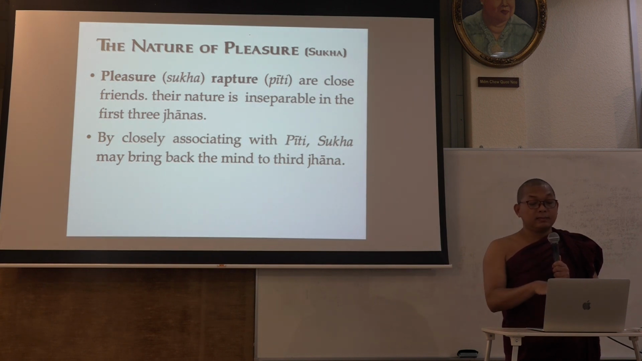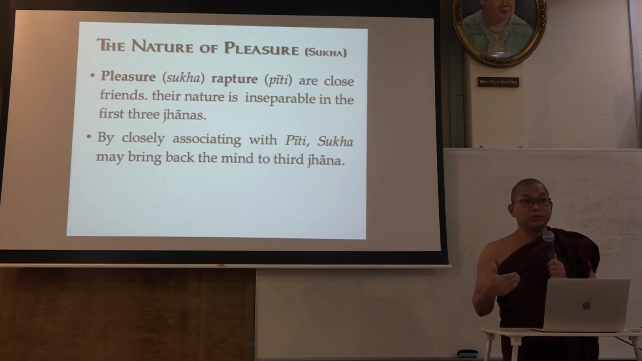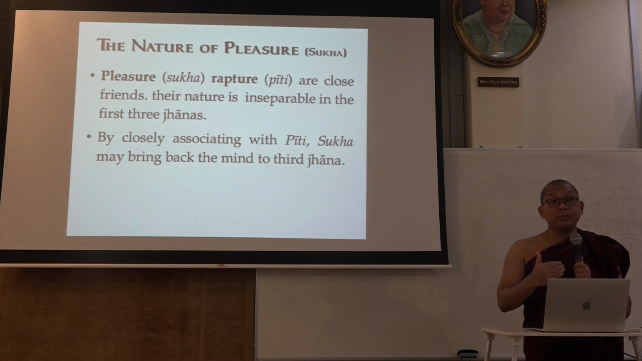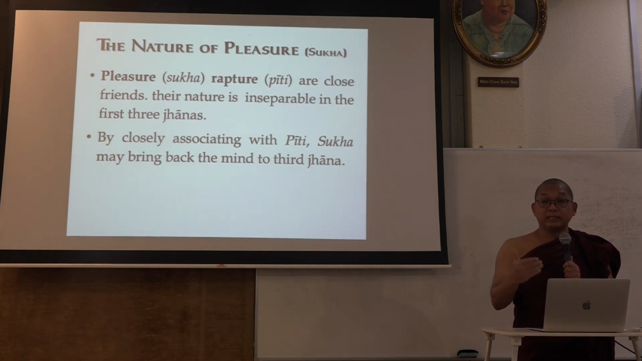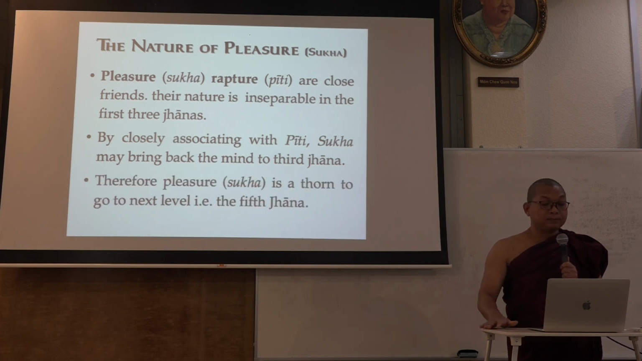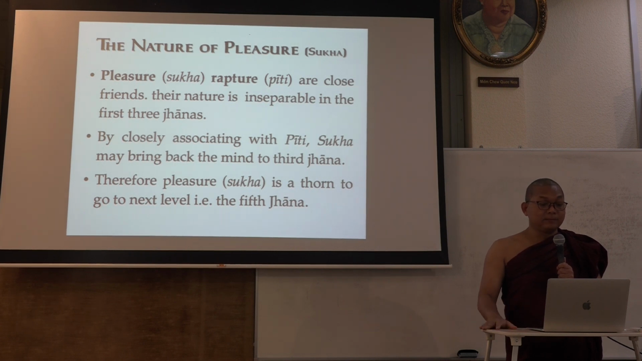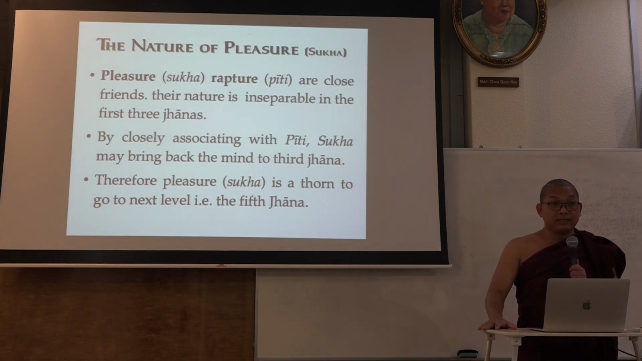So because of that, when the meditator is aware of the danger of pleasure, he worries that pleasure and piti are close friends when they associate. When the meditator does not practice meditation quite well, then pleasure will associate with piti again. Then you cannot enter the full jhana. So for that reason, you want to have more stillness in your mind, more concentration in your mind. So therefore, pleasure is a turn to go to the next level, to go to the fifth jhana.